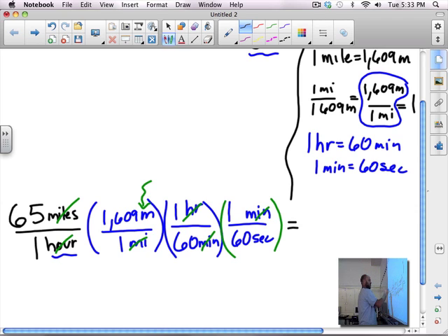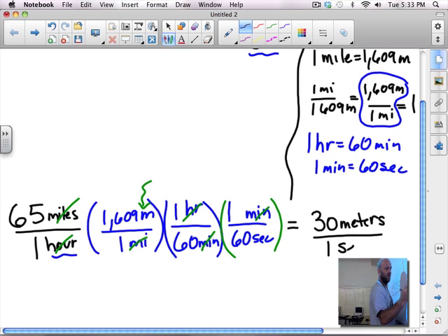And if you multiply across, 65 times 1,609 gives me some number. I divide by 60. Then I divide by 60 again. You should get something really close to 30 meters divided by 1 second.